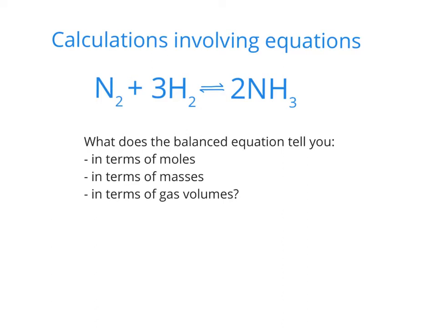It's got numbers in front, and I just want you to look at that and think about how much information you can get from that balanced equation. Assuming you had a periodic table and everything else, what does that balanced equation tell you in terms of the number of moles of each reactant? So we've got nitrogen and hydrogen, and then the product, ammonia.